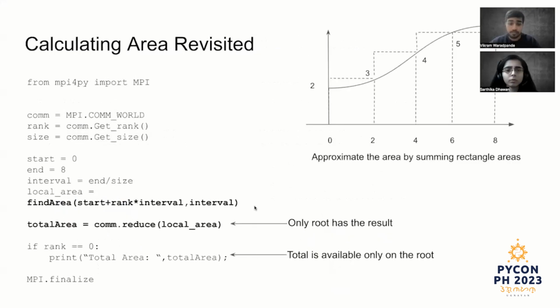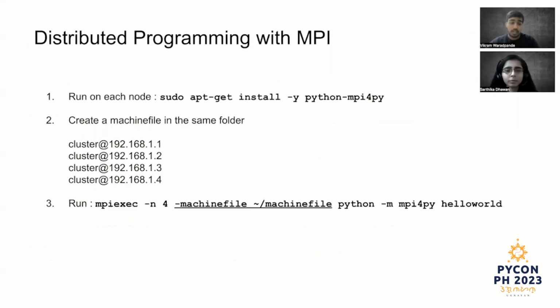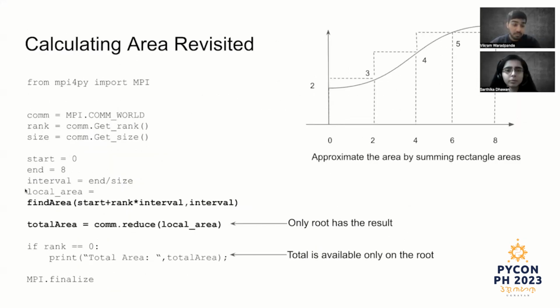Now, how do I use this reduce method in the area example that we saw? If I just do send and receive, I have to do a for loop in rank 0 to accumulate all the areas. But with reduce, my life gets easier, because now I can just do comm.reduce of local area. Till this point, everything is the same. That is, everyone has found its own local area.